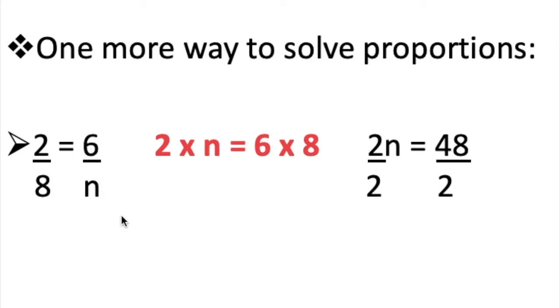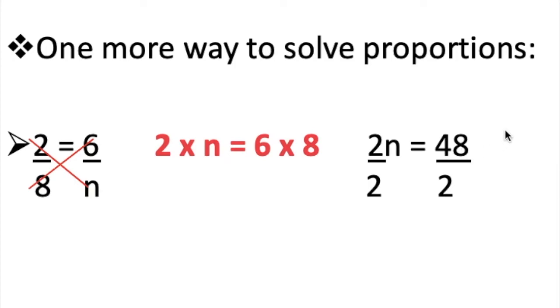Another way is to use cross multiplication. Cross multiply meaning you will say 2 multiplied by N, and then similarly 6 multiplied by 8. Then 2 multiplied by N is the same thing as just saying 2N. And then 6 multiplied by 8 is 48.